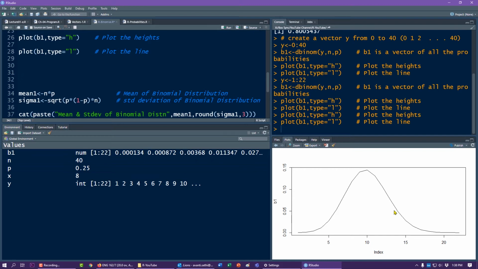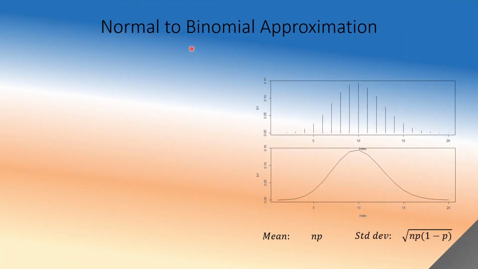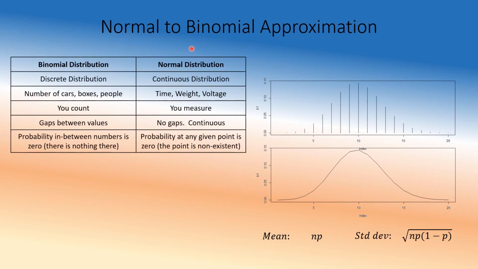So why can't we use the normal distribution to solve binomial distribution problems? That's what we are going to do now. As we saw earlier, binomial distribution in shape looks like normal distribution. So why can't we use normal distribution to solve the problems? Well, the catch is that they don't match. Binomial distribution is discrete and normal is continuous.